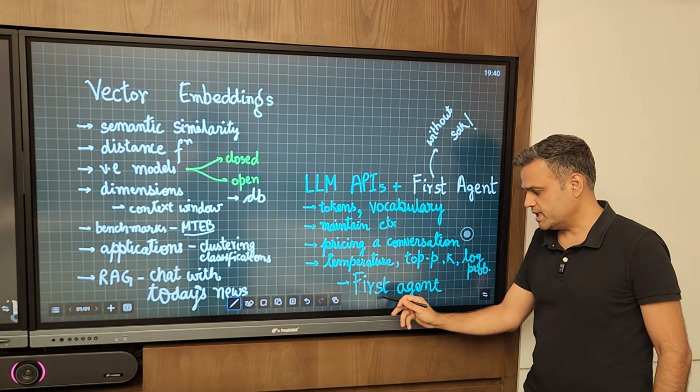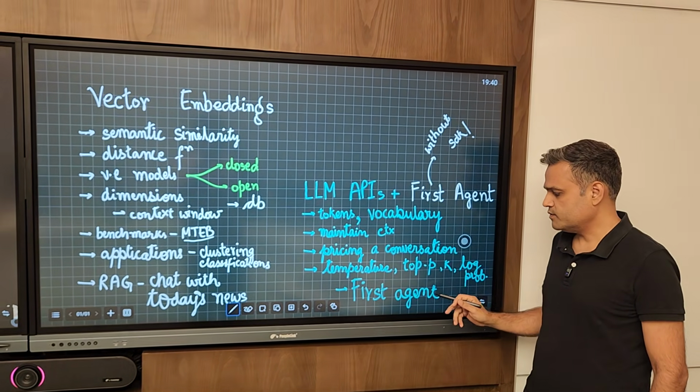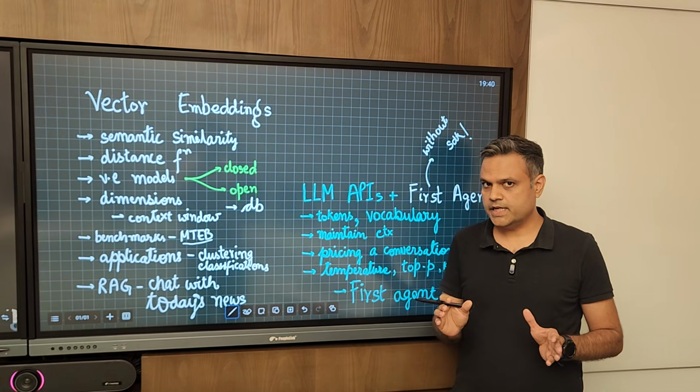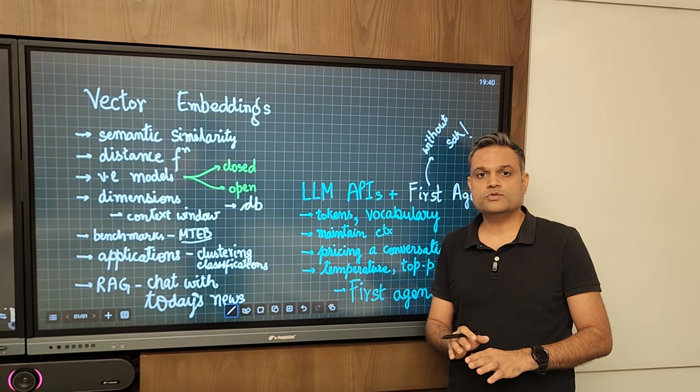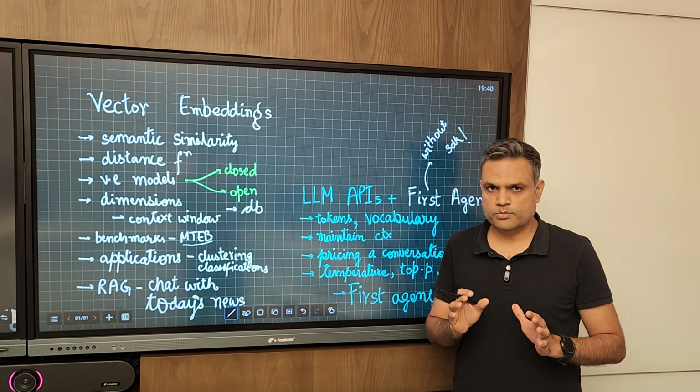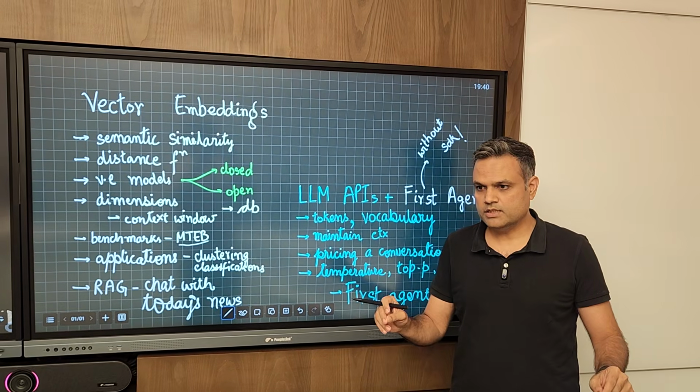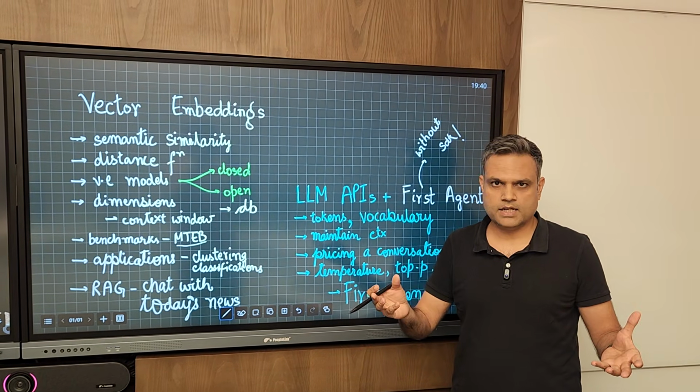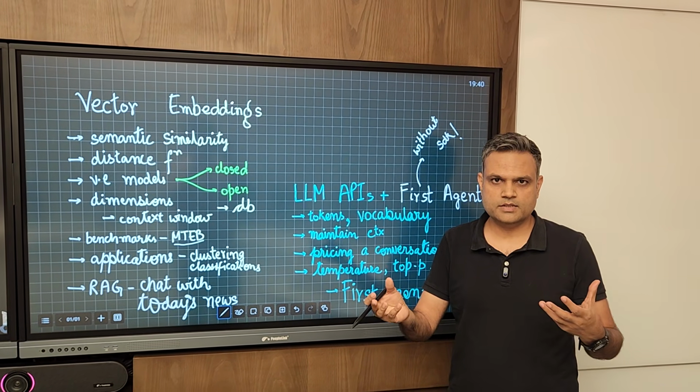And after this, we create our first agent. So this first agent we create using pure REST APIs. We do not use any SDK at all. Now you can build this in any language. During the workshop, depending on the class's choice, we choose either Python or JavaScript.